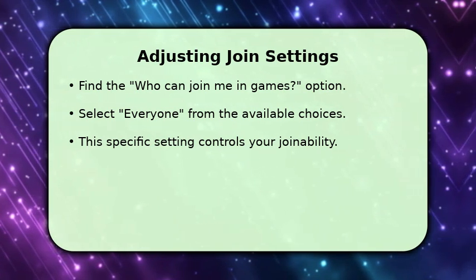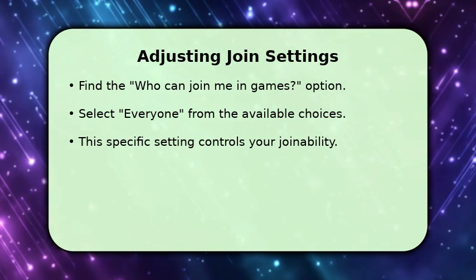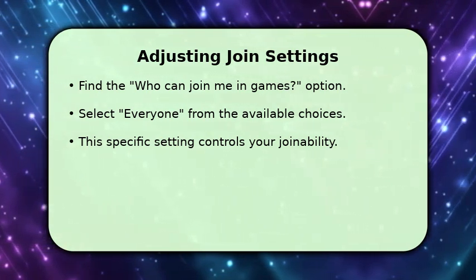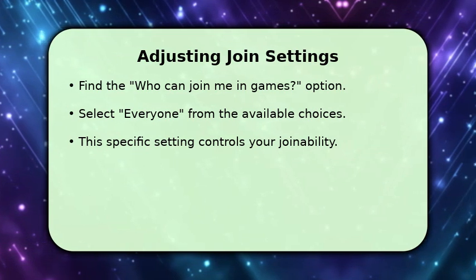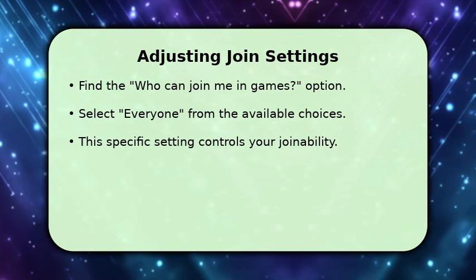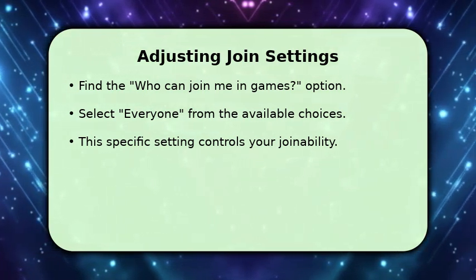Within the privacy settings, scroll down until you locate the option labeled Who can join me in games. This is the key setting we need to adjust. Click on the drop-down menu associated with this option. You will see several choices, such as Friends or No One. To make your joins public, select Everyone from this list. This ensures maximum visibility for your game sessions.